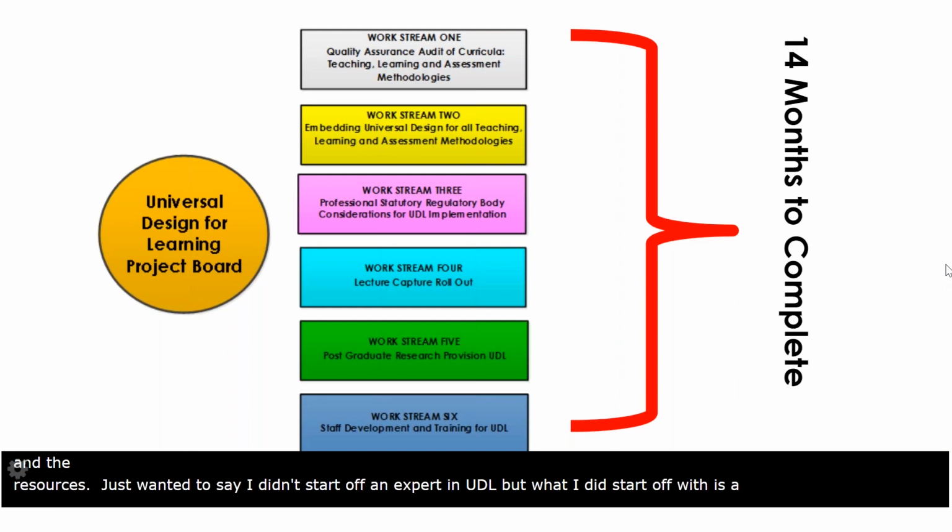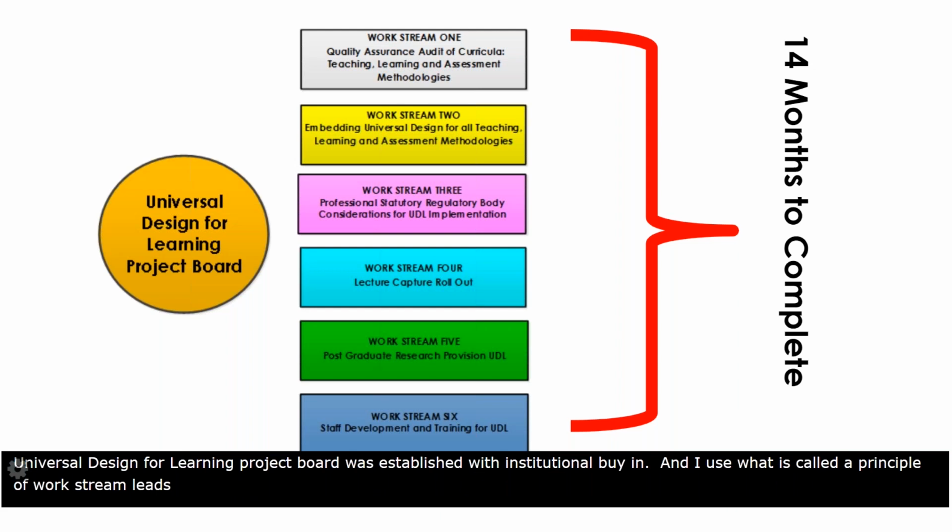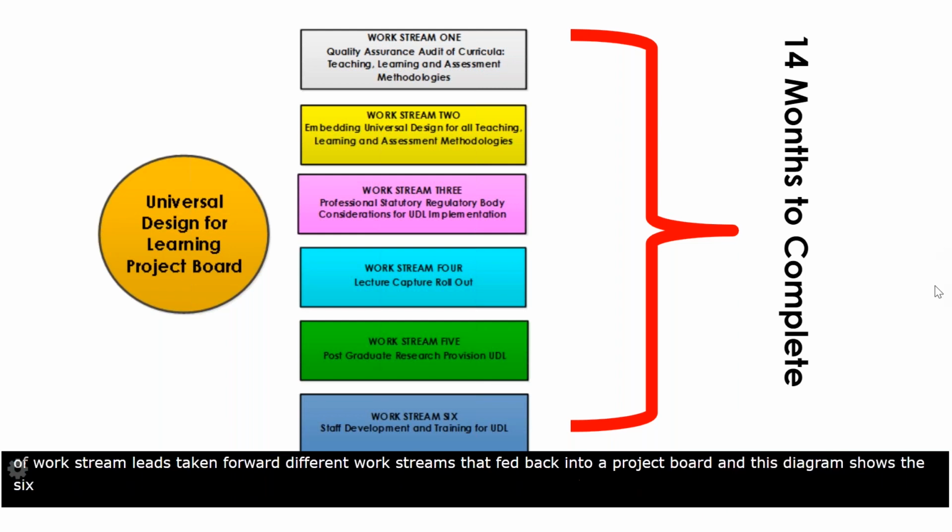So a Universal Design for Learning project board was established with institutional buy-in. And I use what is called a principle of workstream leads, taking forward different work streams that fed back into a project board. And this diagram shows the 6 different work streams that enabled UDL to become operational at the university.